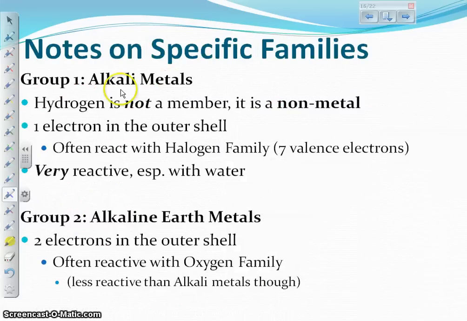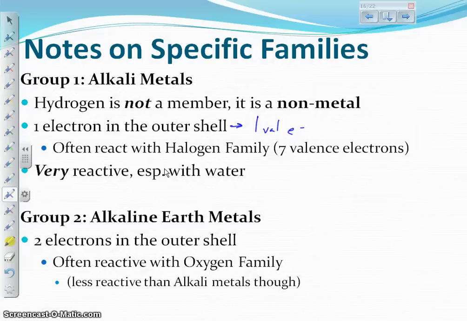So we'll kick through this. Basically, group 1, your alkali metals, and remember that hydrogen is not a member. It happens to be a non-metal. These guys have one electron in the outer shell, which means one valence electron. They often react with the halogen family because it has 7 valence electrons, and 1 plus 7 equals 8, which is a very magical number of electrons that we're going to look at later. Your alkali metals are very, very reactive with water, to the point that they must be stored in oil, and they are almost never found in nature by themselves because they are so incredibly reactive. They actually kind of blow up when you combine them with water.